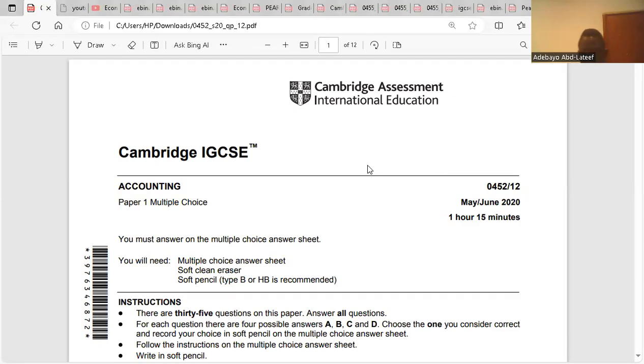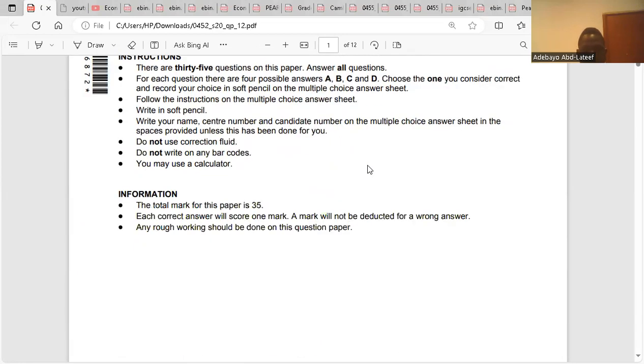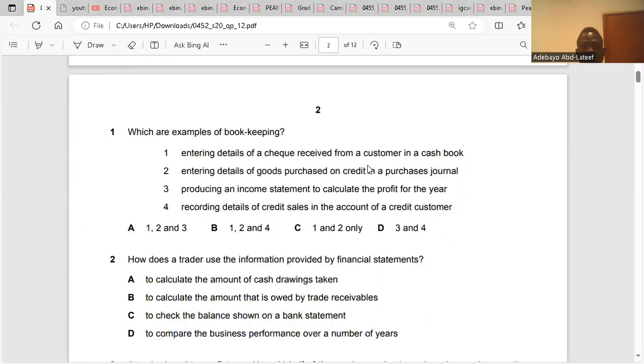Of accounting paper 1, May, June 2020. The first question says, which are examples of bookkeeping? When we talk about bookkeeping, it's just about recording transactions. So entering details of a check is part of recording transactions. And so what are the examples?